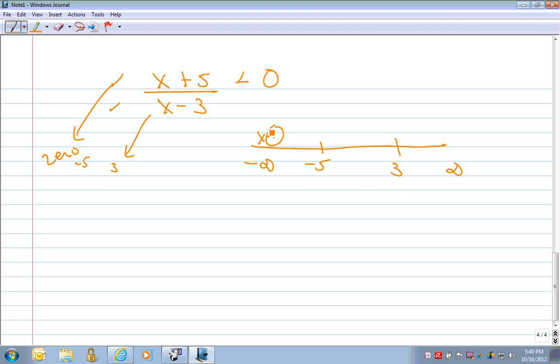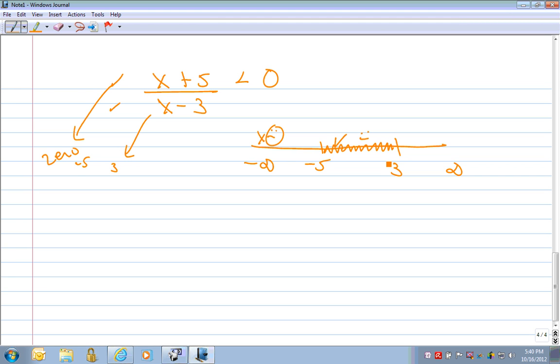All right, in between negative 5 and 3. Well, 0's in there, which is nice. If we plug a 0 for both of these, we would have 5 over negative 3. That's a negative number. Is a negative number less than 0? I believe it is. So we know that in that interval, we would have solution.